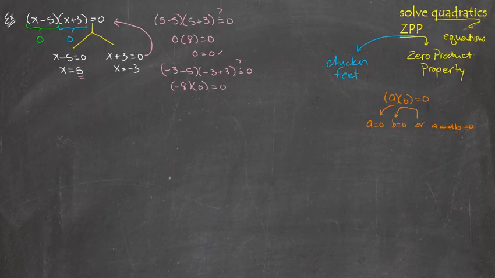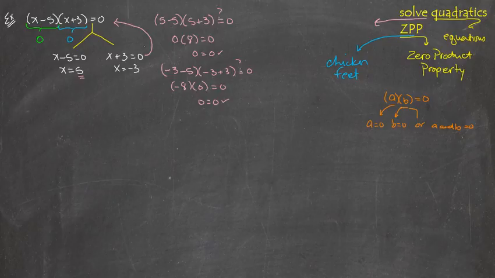Does that equal 0? Well, negative 8 times 0 definitely equals 0. 0 equals 0 is a true statement. And so I have actually found the two solutions that make this polynomial equal 0. I found the two x values. I have solved for the x values that make this sentence true.